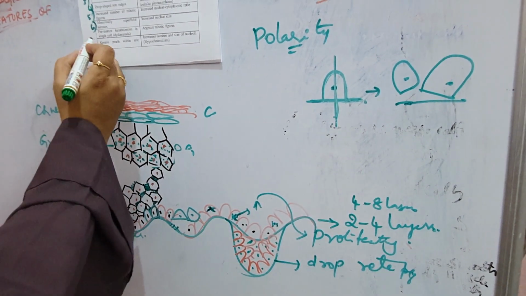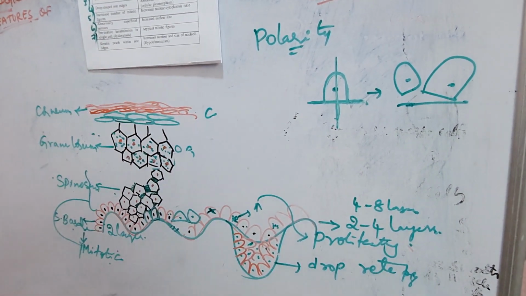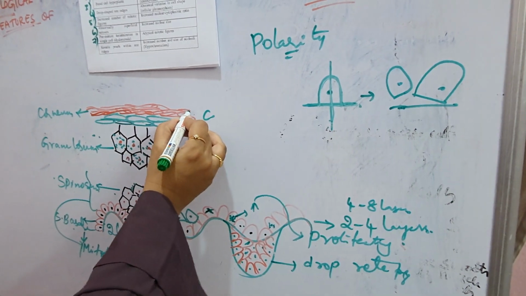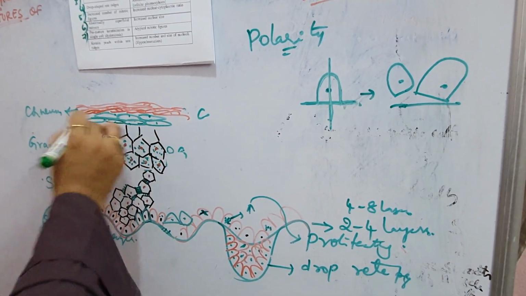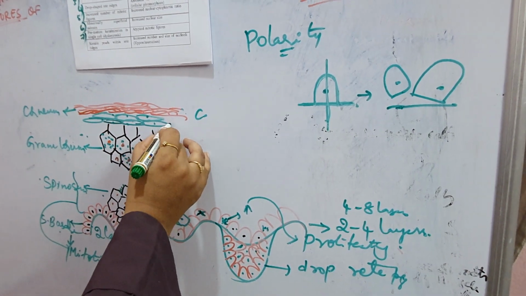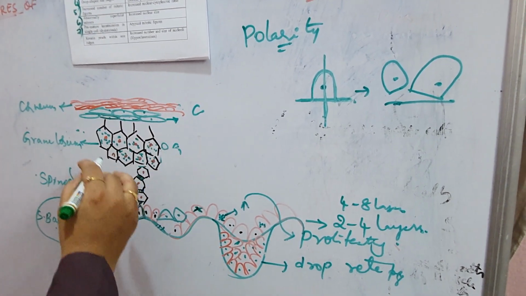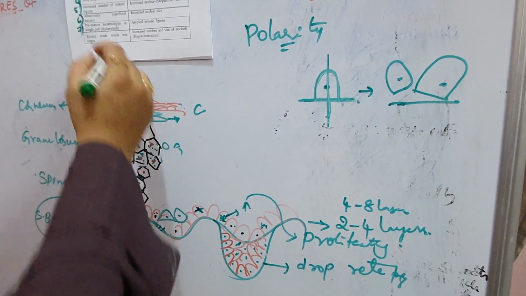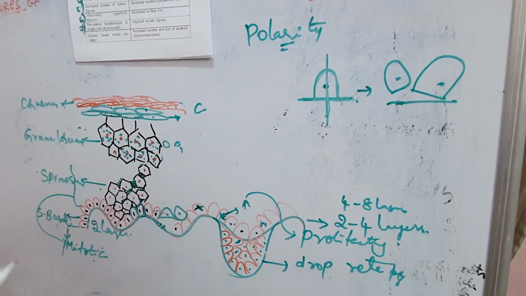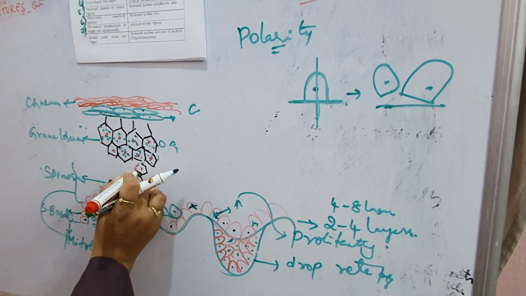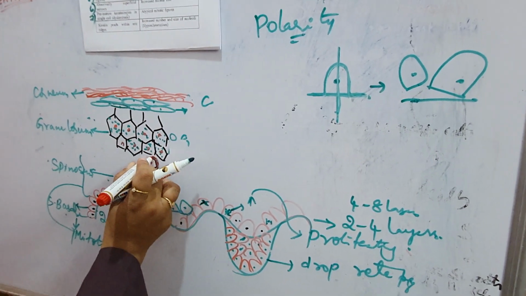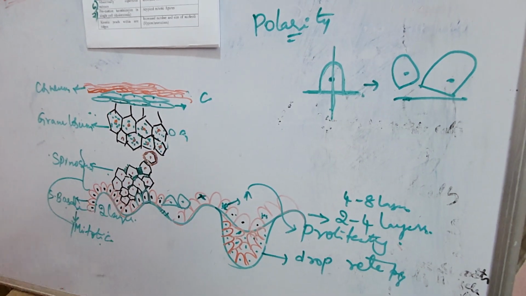Next one, premature keratinization in the single cell. Usually keratinization occurs in the corneum. That's why keratinization in the corneum is a normal structure. But premature keratinization means the keratinization will be seen in the spinosum cells. There will be formation of reddish keratinization surrounding the cell. This is called premature keratinization.